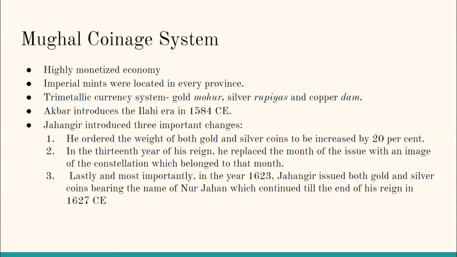In the 13th year of his reign, he replaced the month of the issue with an image of the constellation which belonged to that month. And lastly, and most importantly, in the year 1623 CE, Jahangir issued both gold and silver coins bearing the name of Nur Jahan, which continued till the end of his reign in 1627 CE.